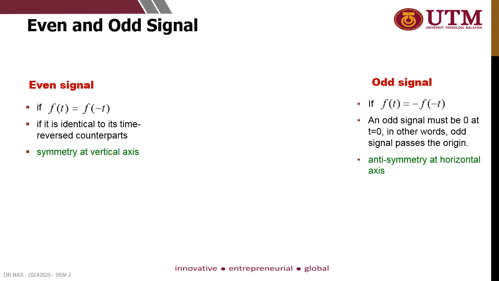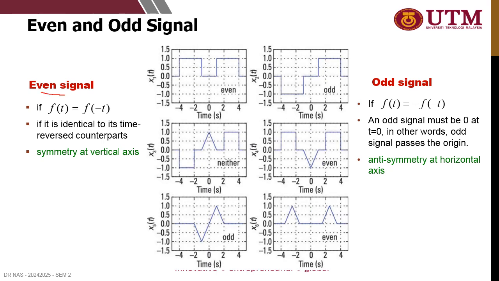Next, what is an even and odd signal? An even signal is given by this equation, f(t) equals f(-t), meaning that the amplitude of the signal is positive when t is positive, and the amplitude is still positive when t is negative. It is also called a symmetry signal at the vertical axis. So this is the vertical axis. You can see a mirror image.